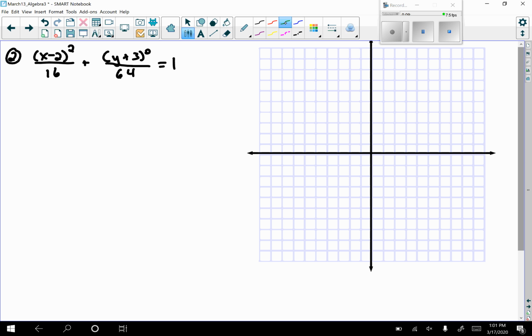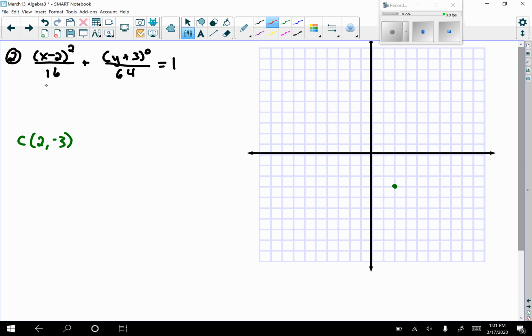All right, it doesn't matter what we determine first. If you wish to identify the center, going back up here to x minus 2, so h is 2, k is going to be a -3. So I have a center at 2, -3. I'm going to go ahead and plot that on my coordinate plane here.